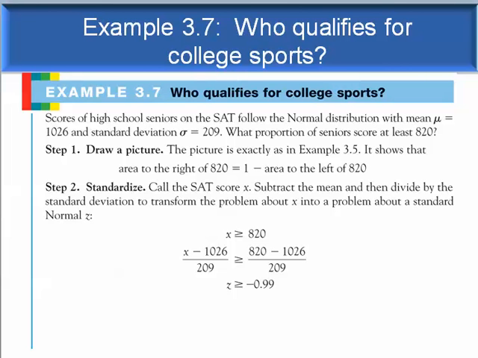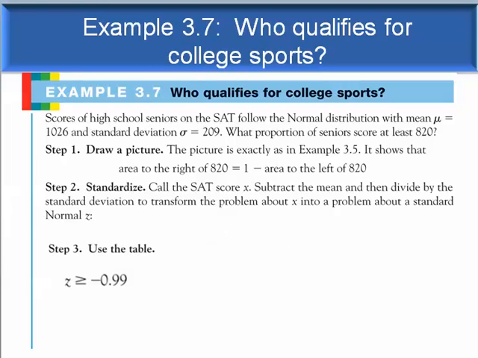So our score of 820 is below the mean. It's almost one standard deviation below the mean, but not quite. It's negative 0.99. For our problem, we're trying to find the percent of times that Z is greater than or equal to negative 0.99. Our next step is to use table A, so let's jump over to that table and look up the value when Z equals negative 0.99.